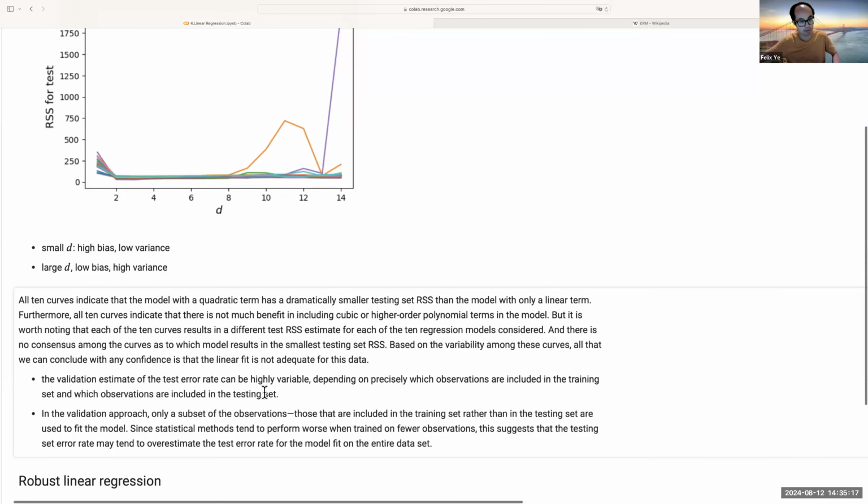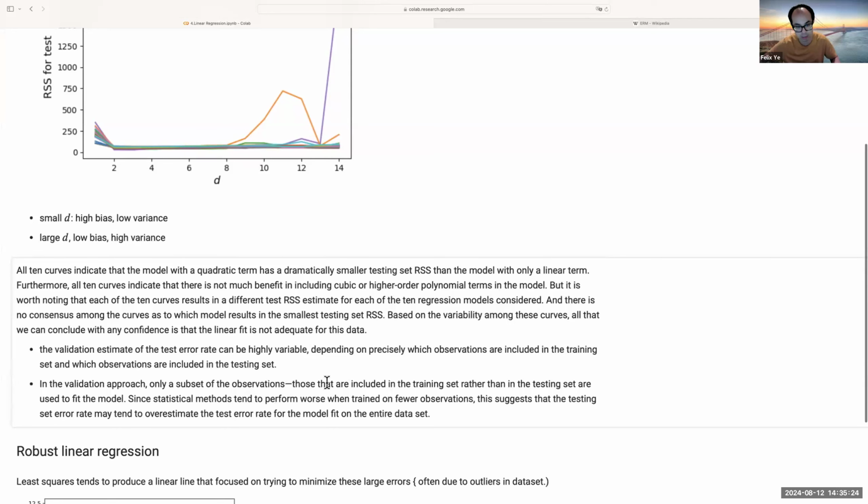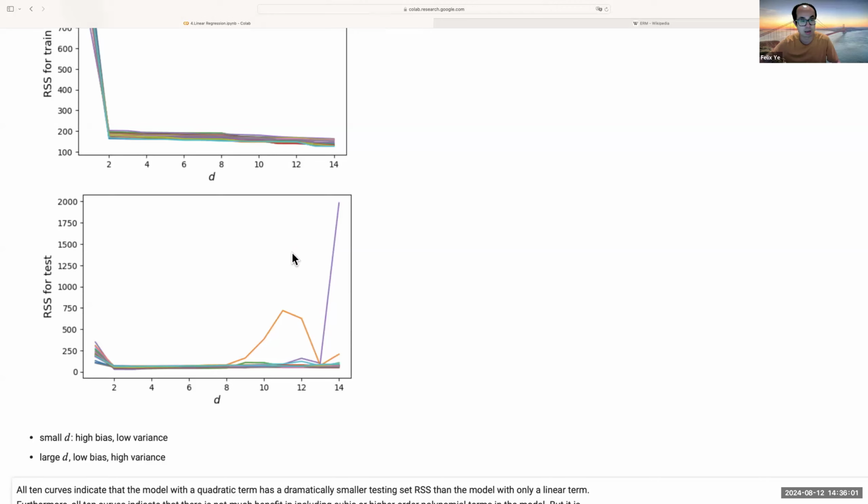And you can see in our approach, only a subset of the observations is included in the training set rather than in the testing set to fit the models. Usually this kind of method will tend to perform worse if we train on fewer observations. That means this testing error will tend to overestimate the testing error for the models on the entire data set. So if we use more data, these testing errors will be more reliable. But in any case, you can see there is a very interesting trend.